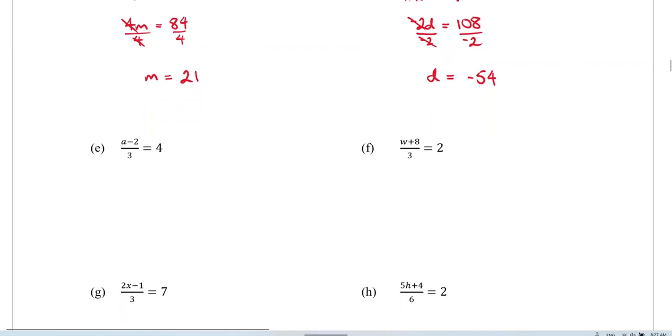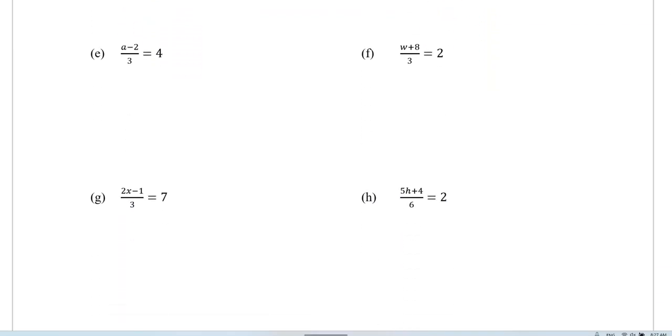Part E, a minus 2 over 3. Again, if I have a fraction, I can't do anything with the things on the top until I get rid of the number on the bottom. So the first thing to do is to move the 3 by timesing by 3. That means the fraction is gone, and I just have a minus 2 equals 4 times 3 is 12. Then the opposite of a minus 2 is to plus 2. And that will leave a equals 12 plus 2 is 14.